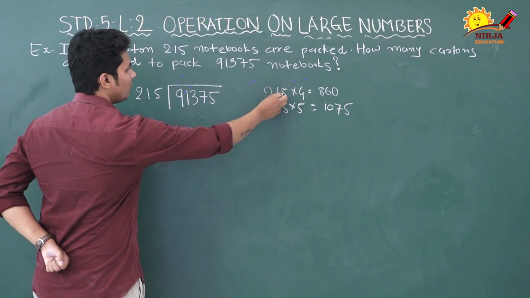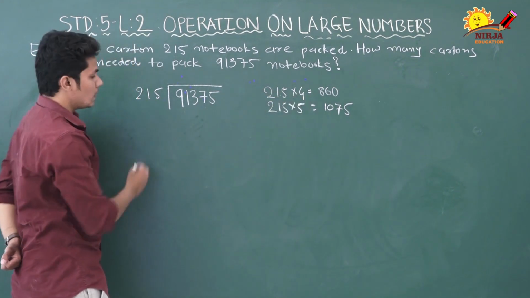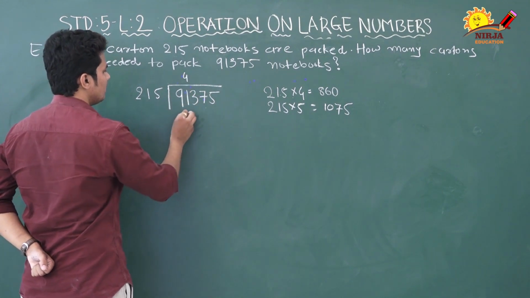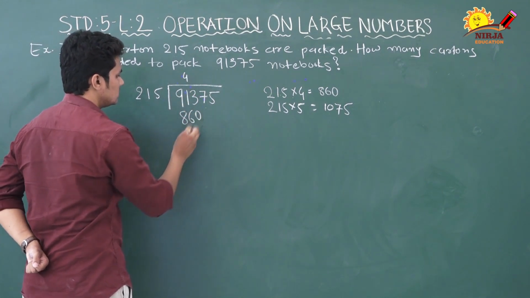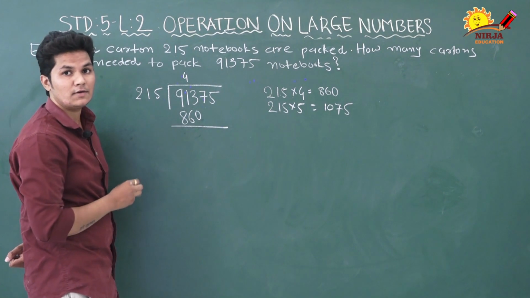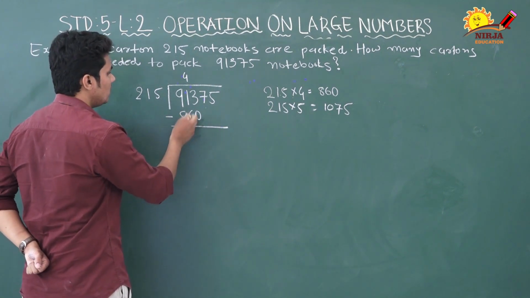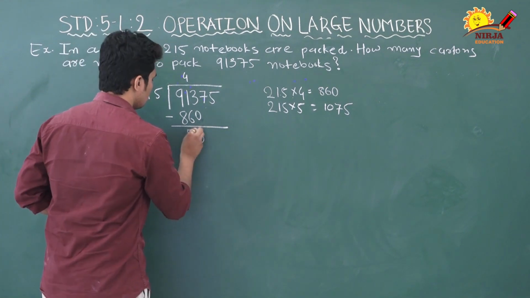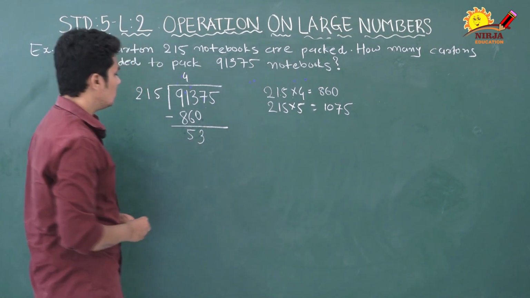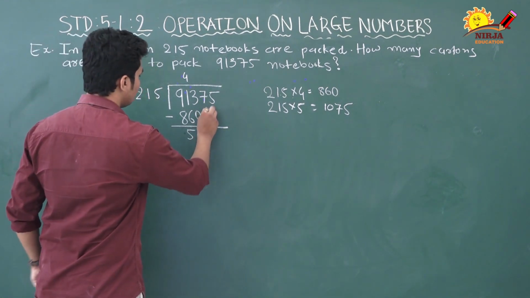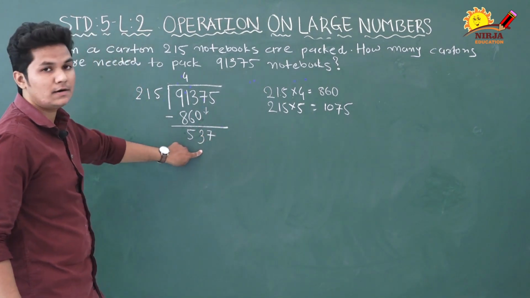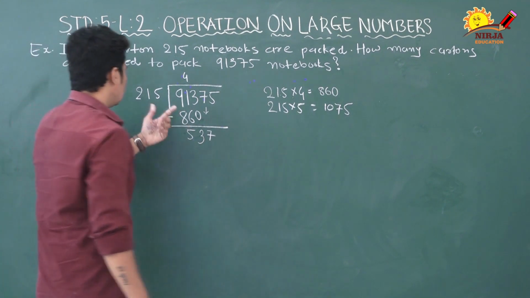So 215 multiplied by 4 is 860. Okay, now let's subtract 860 from 913. So we get 53. Now let's bring down the next number here, which is 7. 537.